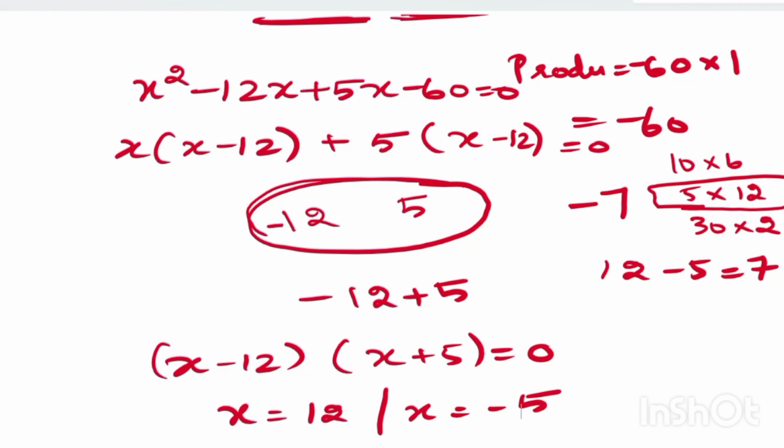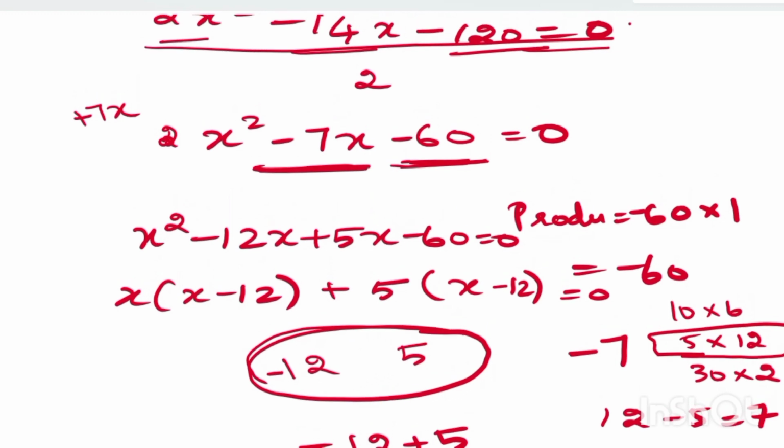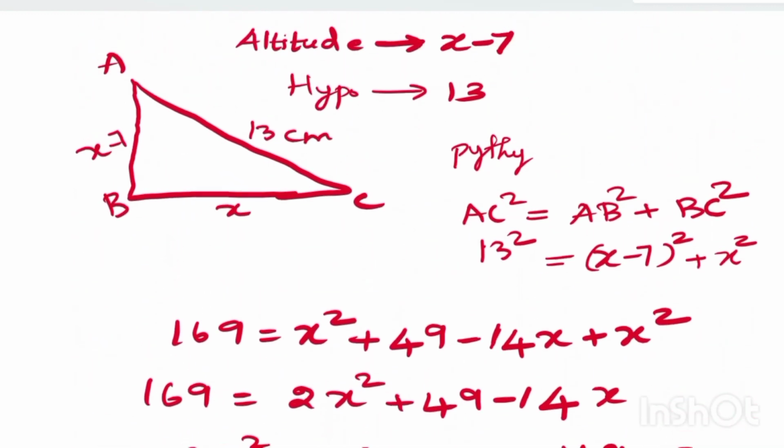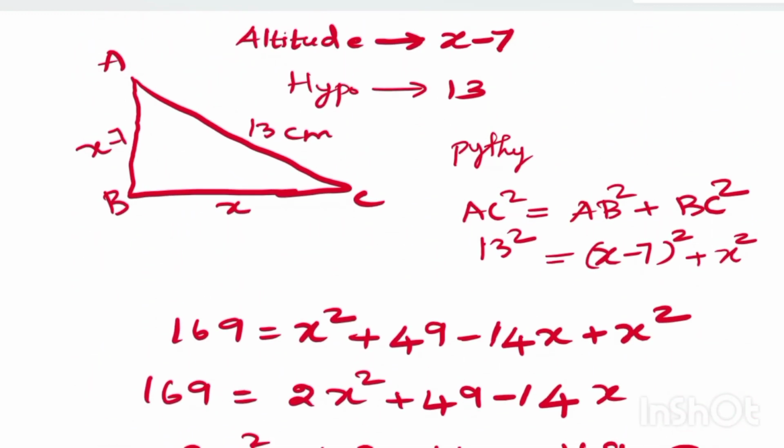But what have they given in the question? They have told that x is the base. It's a measurement of the triangle. So can measurements be negative? Have you seen anywhere where the length, breadth or area comes out to be negative? No, right? The measurements cannot be negative. The measurements are always positive.